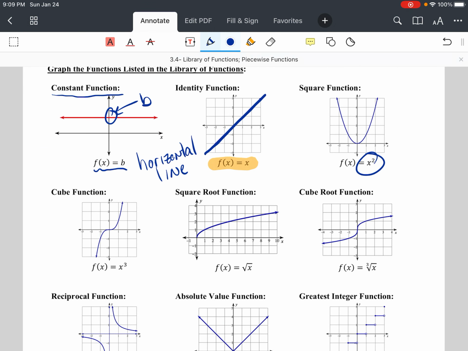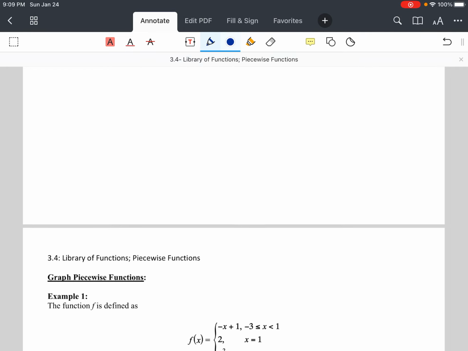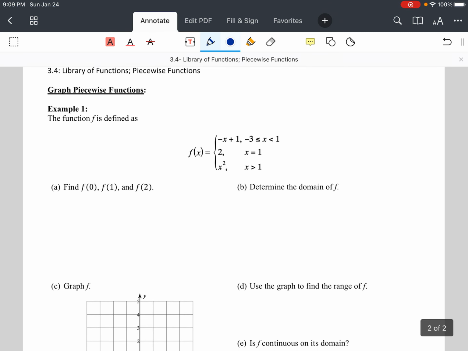Okay, and then we also have a square function, which is the basic x squared. Then we have a cubic. Then we have a square root. Then we have a cube root. A reciprocal, which is just a rational equation. Absolute value, and then we're not going to do a whole lot with integer functions, but in case you do have something to refer to, you got that. So this is more or less just a reference page.